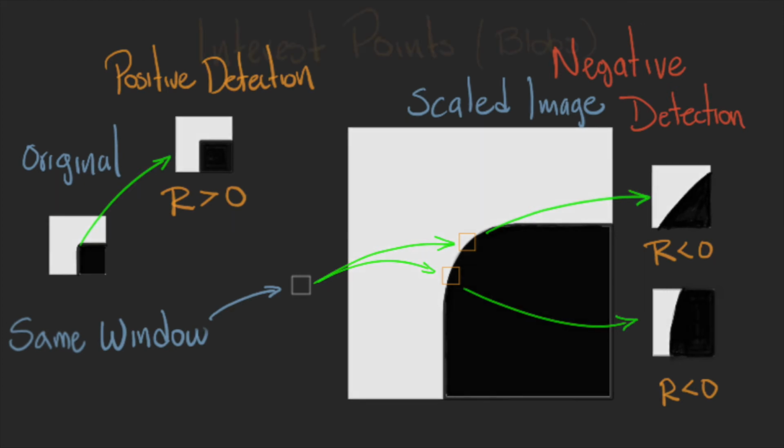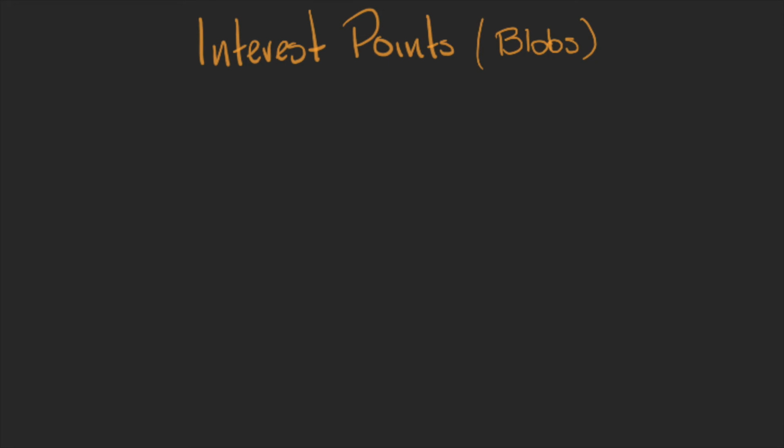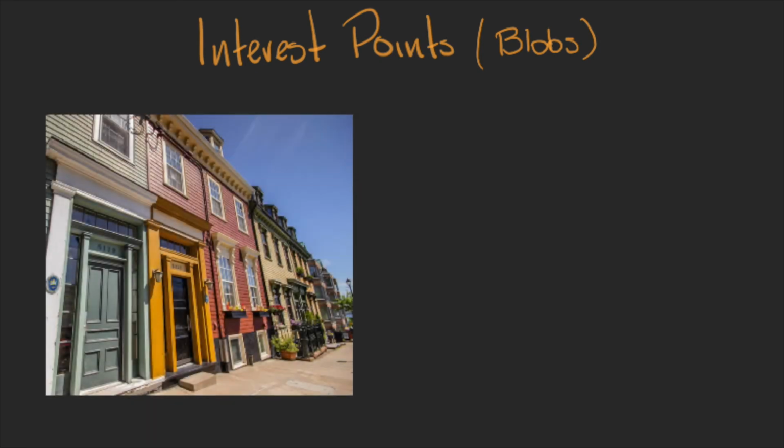We would like to have a method to find specific features that can be used later to identify objects. And here is when we should talk about interest points or blobs. These interest points are a subset of pixels that contain enough information that can be used later to identify the same feature at a different scale or orientation.